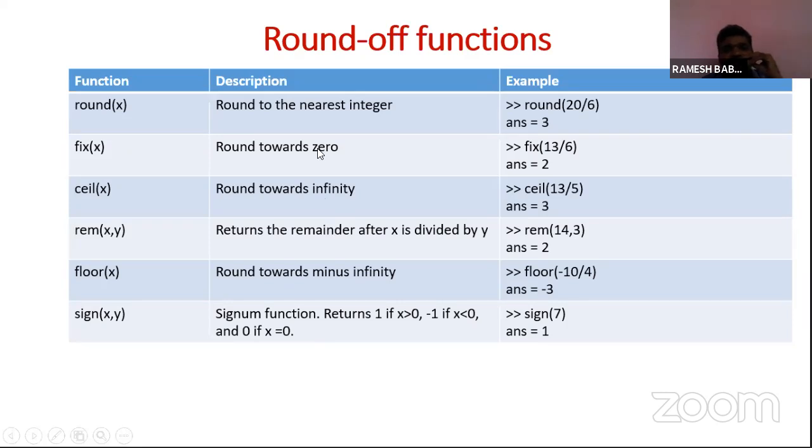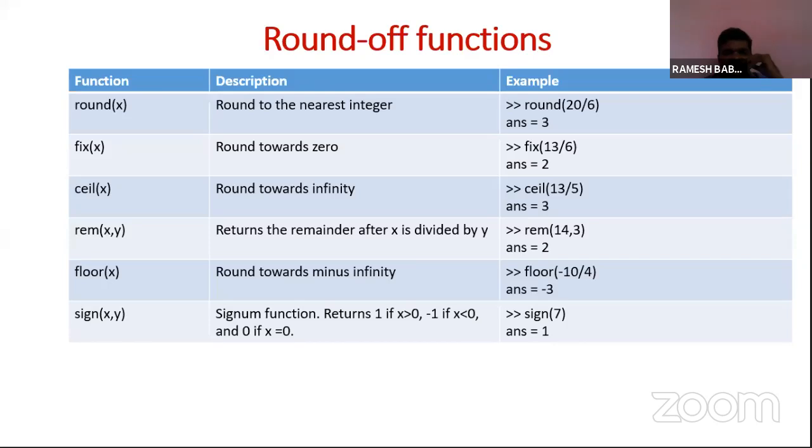It will go to the opposite side. It won't go for the 0 side, it will go for the larger side. So same thing, 13 by 5. REM indicates the remainder. So directly you can calculate the remainder of 14 by 3. Here the syntax won't use any division symbol, only a comma is used.